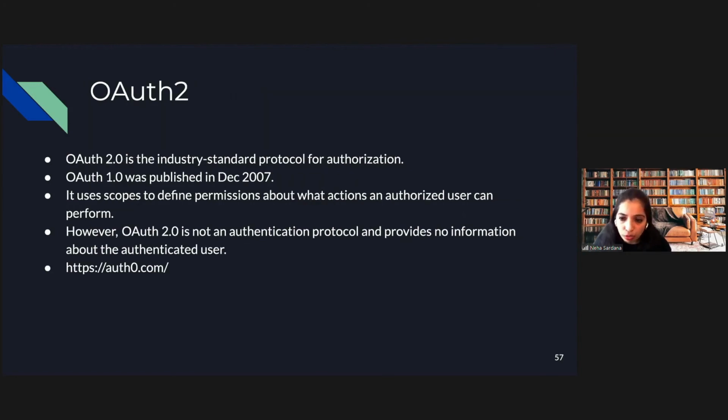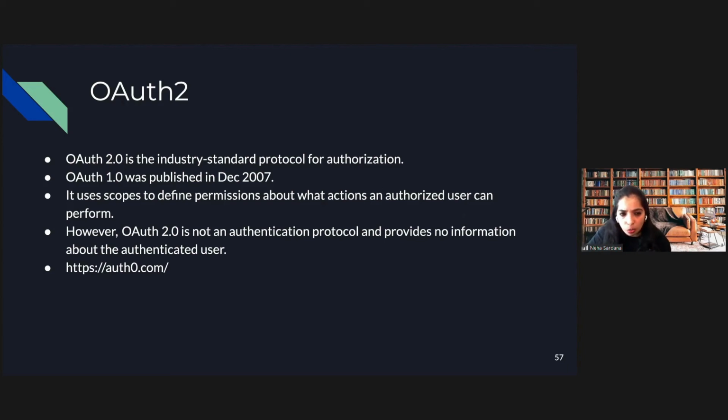It's an industry standard protocol for authorization. OAuth 1 was published in December 2007. It uses scopes to define permissions about actions an authorized user can perform. So OAuth is actually for authorization. It is not an authentication protocol, so you still have to authenticate the user somehow. You have to know who the actual user is. And this is coming in the next part, but I wanted to give this URL as well, because everything on OAuth is mentioned there, so you should check it out.